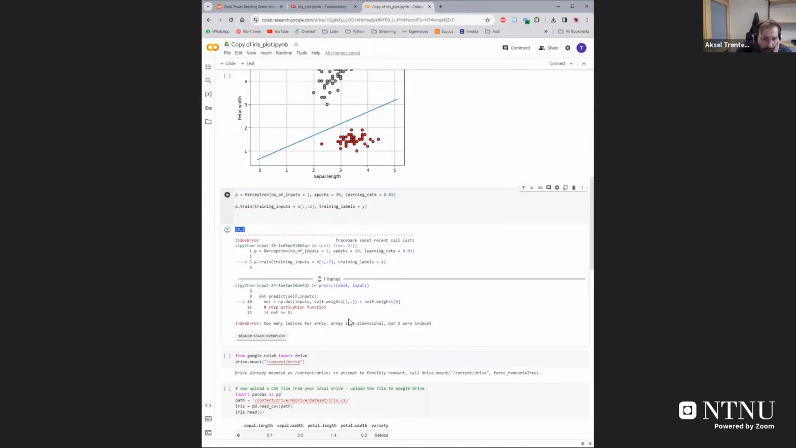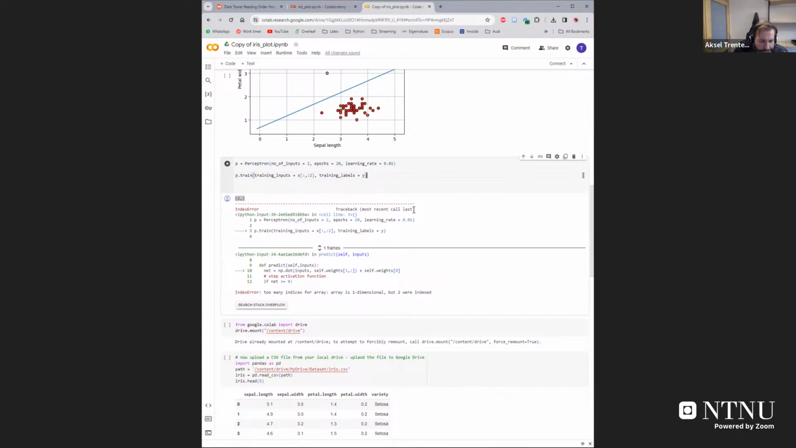F2 here. Yeah, let's see. The array is one-dimensional, but two were indexed.